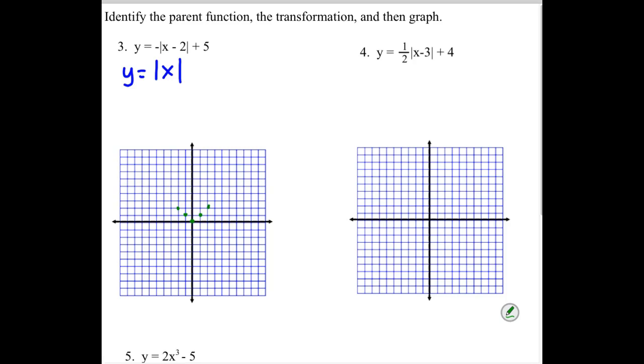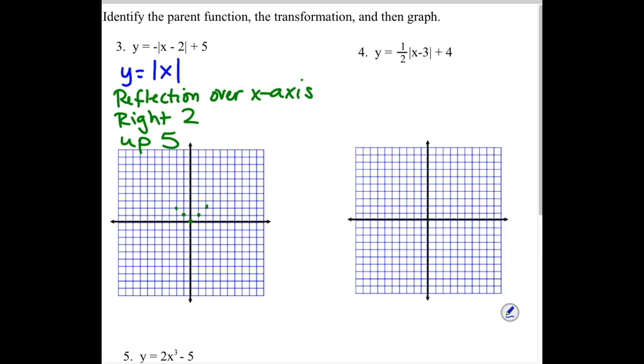What's the first thing we do? What's the very first thing you see in that equation? Yeah, there's a negative. That negative means we are going to reflect over the x-axis. Okay, what's the next thing we're going to do? All right, right 2. Somebody else, last thing? Up 5. Okay, so if we take our V and we reflect it over the x-axis, we're going to get an upside down V. Yes?